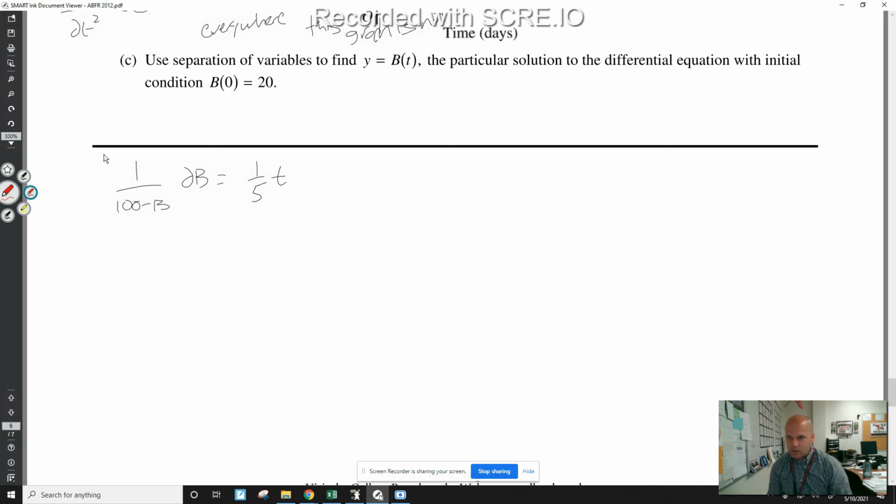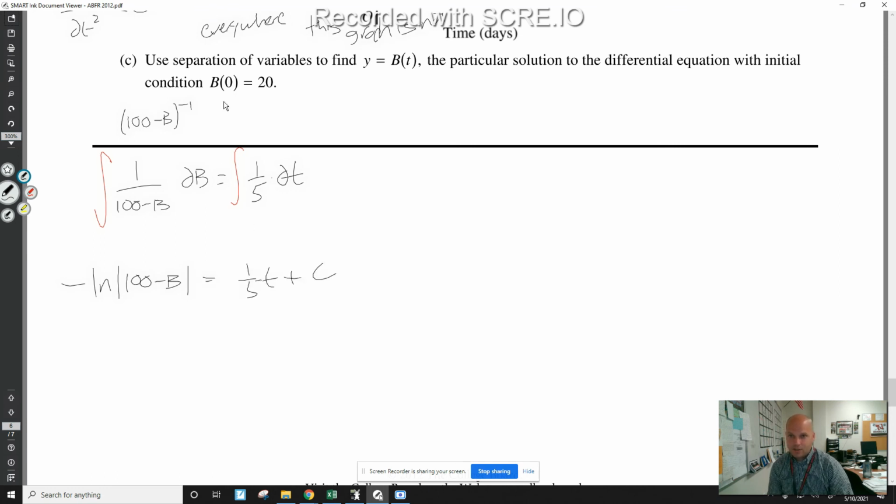I like doing this one because when we take the antiderivative, we need a log. This is 100 minus b to the negative first. You can't use the power rule, but watch why I also like this. That negative, that's a coefficient of b. I need the reciprocal. Many people forget that. This should be a dt, not t. Don't take antiderivatives until you're ready to take the antiderivative. But the antiderivative of 1/5 is 1/5 t. Don't forget the plus c.